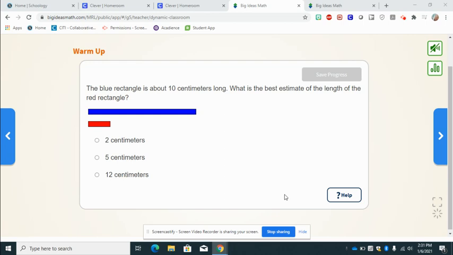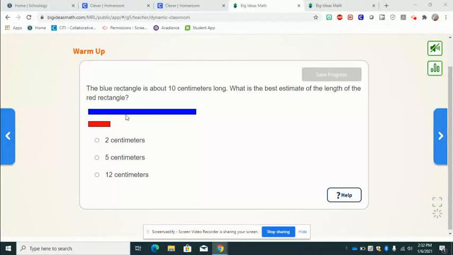Hey boys and girls, today we're going to be doing lesson 13.2 in our Big Ideas math. We're going to start with our warm-up activity. It says the blue rectangle is about 10 centimeters long. What is the best estimate of the length of the red rectangle?